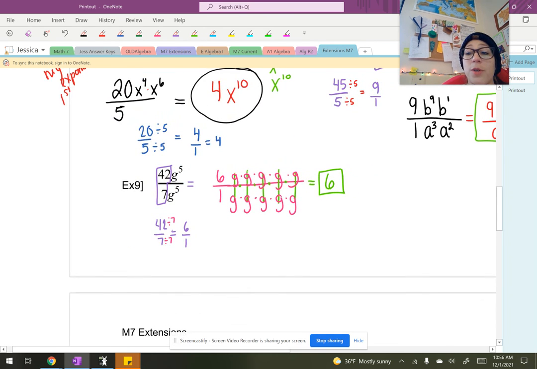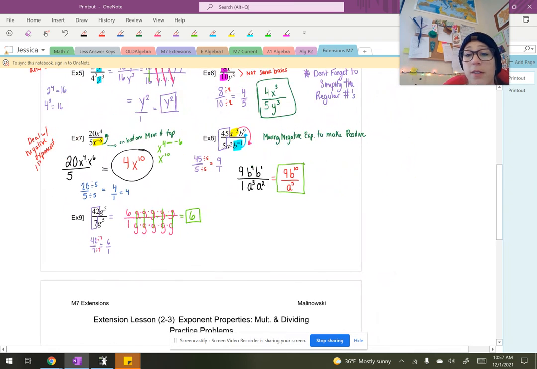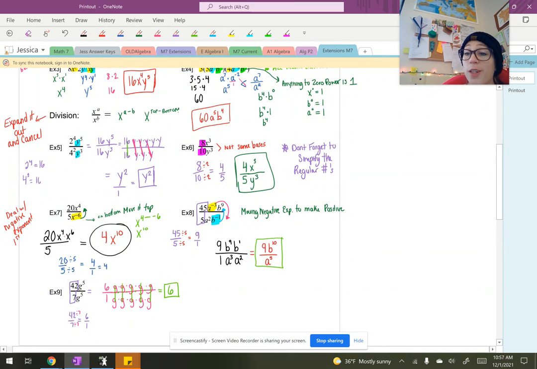So use those rules to help you simplify, and submit your practice problems for checking.